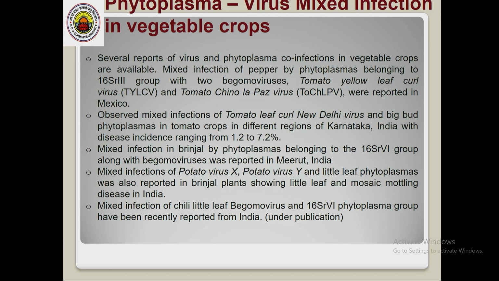association of 16SrIII group with 2 begomoviruses and tomato leaf curl virus reported from Mexico, and another mixed infection report on brinjal crop, with phytoplasma belonging to the 6th group along with begomovirus. Some reports are also from Karnataka, India, about mixed infection on vegetable crops. So the presence of phytoplasma in mixed infection with viruses is an emerging threat to vegetable production worldwide.